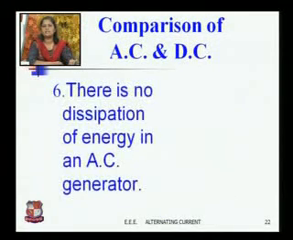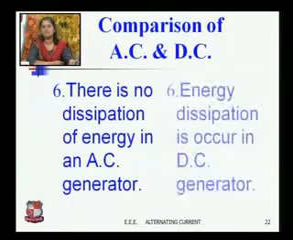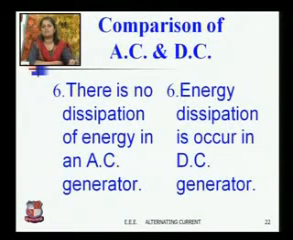Now the next point for a comparison is that there is no dissipation of energy in an AC generator. As I discussed earlier, AC starts from the zero value, so no additional or extra energy is required to generate an AC voltage. But in DC, suppose you are considering 500 volt DC, then the initial value of DC is 500 volt.